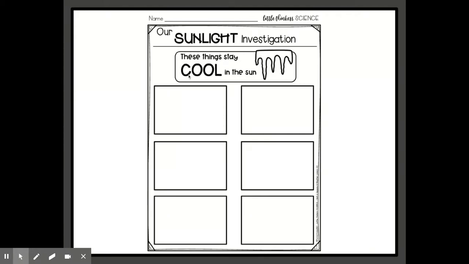What about these things? Well, can you think of some things that might stay cool in the sun? Right, if you went outside and you touched some things, maybe the grass stays a little bit cool, especially if it's in the shade. Maybe the tree trunks. Good.